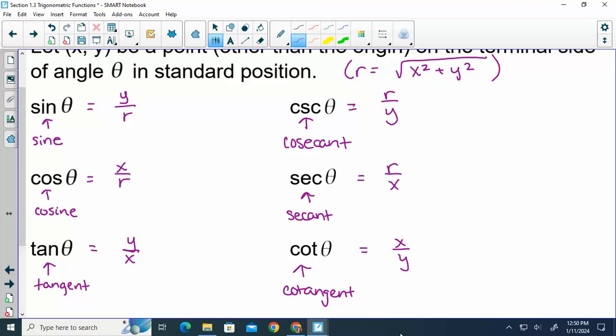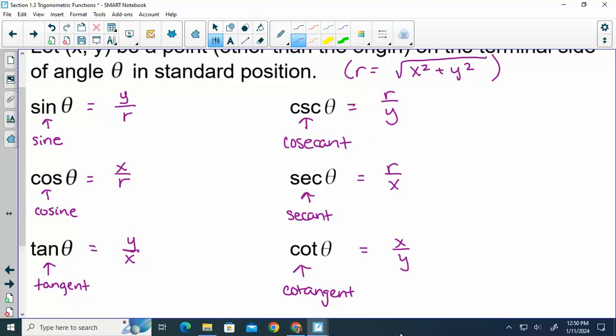Now, I'm going to give you some shortcuts to help you memorize those. But ultimately, you need to know: when I say sine, that's y divided by r. Cosine, x over r. Tangent, y over x. So we need to know those. Make some flashcards if it helps you.